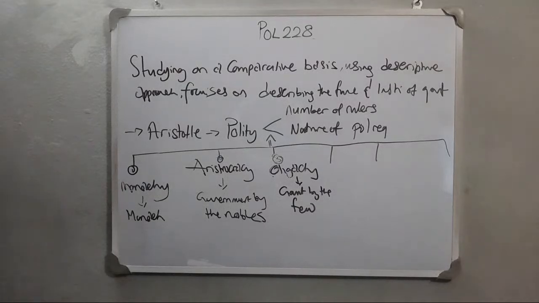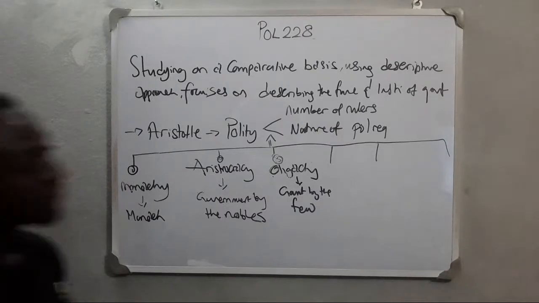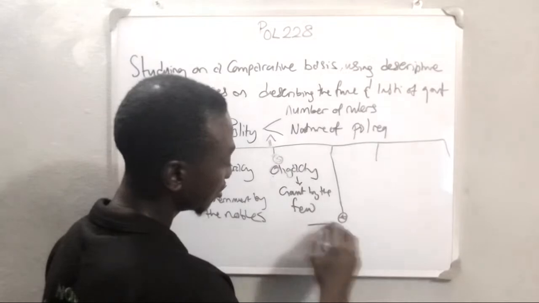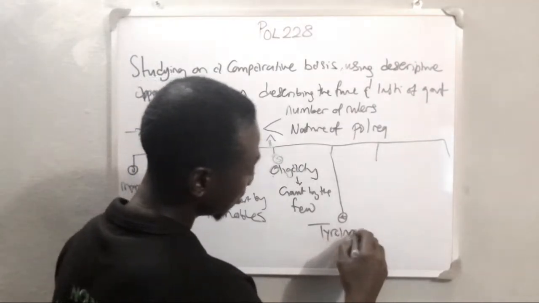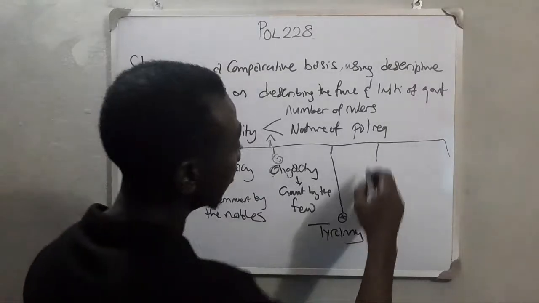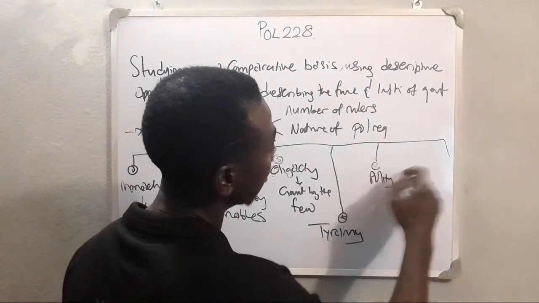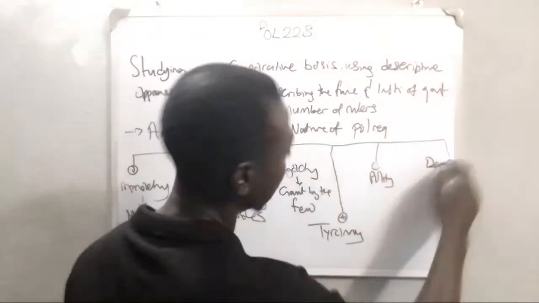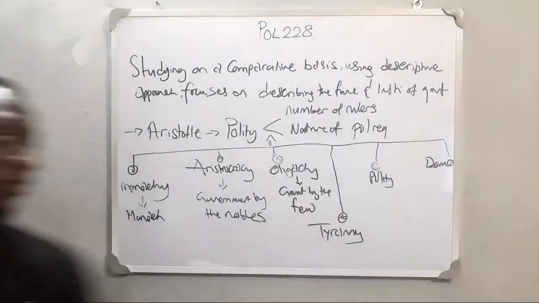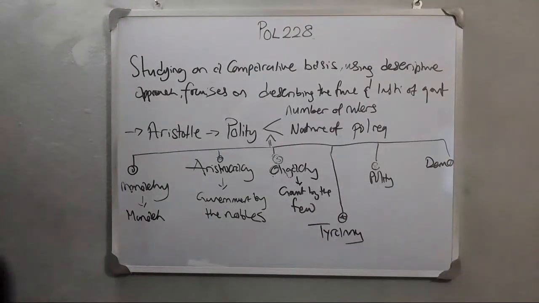We have polity, we also have democracy. We have tyranny. Say something about tyranny. And we have polity, the political system, and we have democracy. Dictatorship, tyranny, the political system and democracy. So we have that as that. All right, so let's proceed.